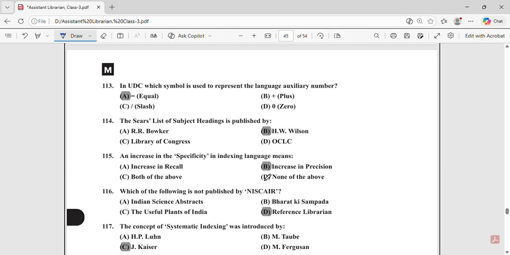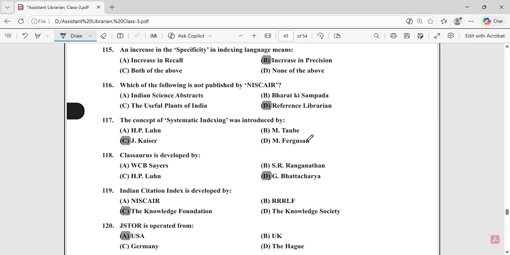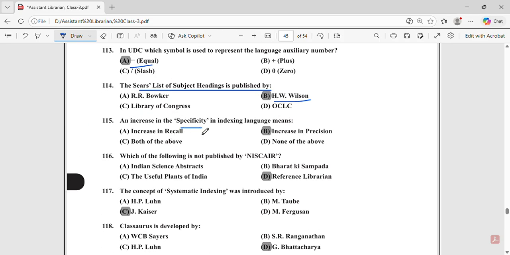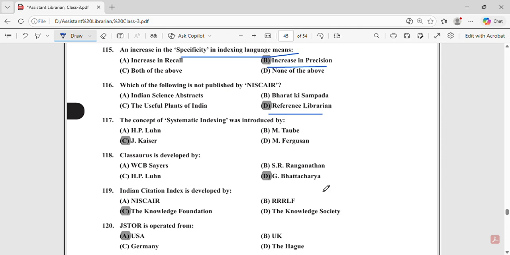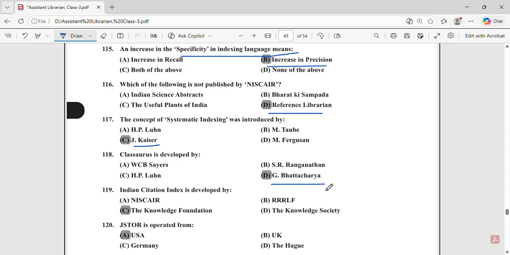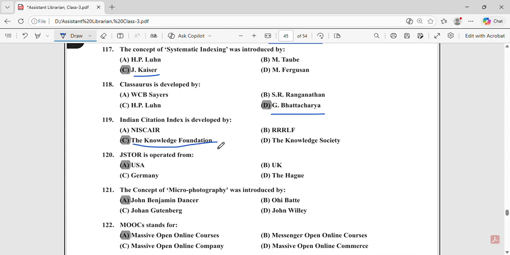ISKO stands for the International Society for Knowledge Organization. In UDC, this symbol is used to represent the language auxiliary number, that is equal. The Sears List of Subject Headings is published by the H.W. Wilson. An increase in the specificity in indexing language means increase in precision. Which of the following is not published by NISCAIR, that is Reference Librarian? The concept of systematic indexing was introduced by J. Kaiser. Classaurus is developed by G. Bhattacharyya.